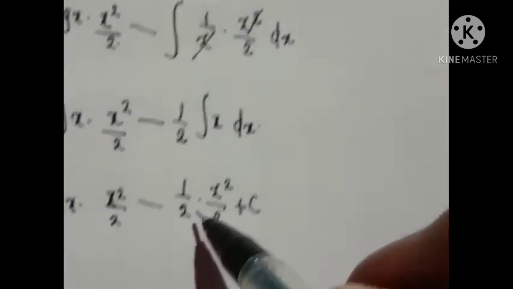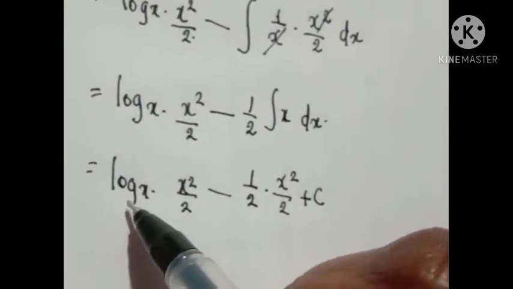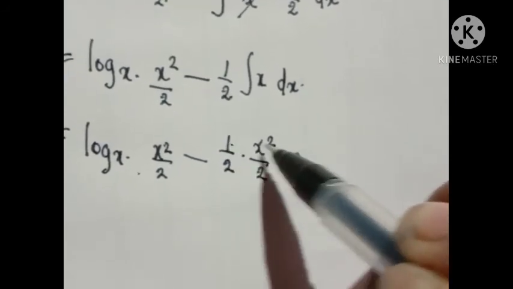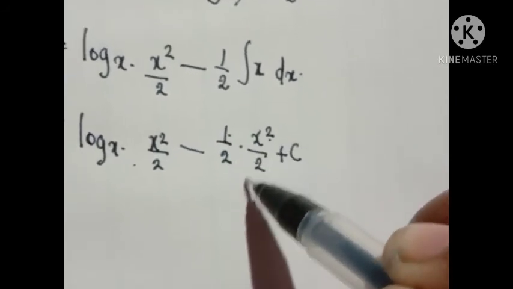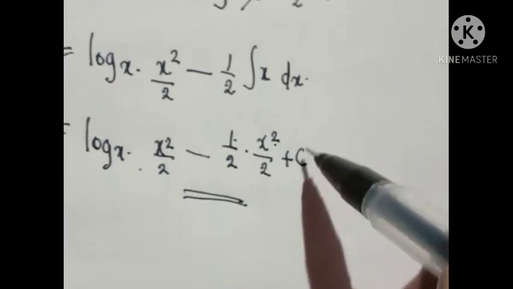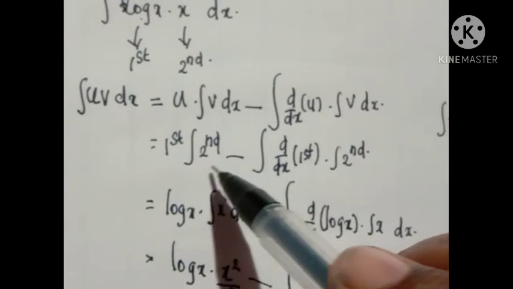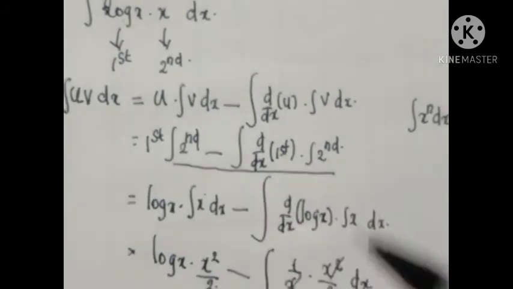So integration is over. So our answer is log x into x square by 2 minus 1 into x square by 4, plus c. So you need to learn by heart this formula, integration by parts.